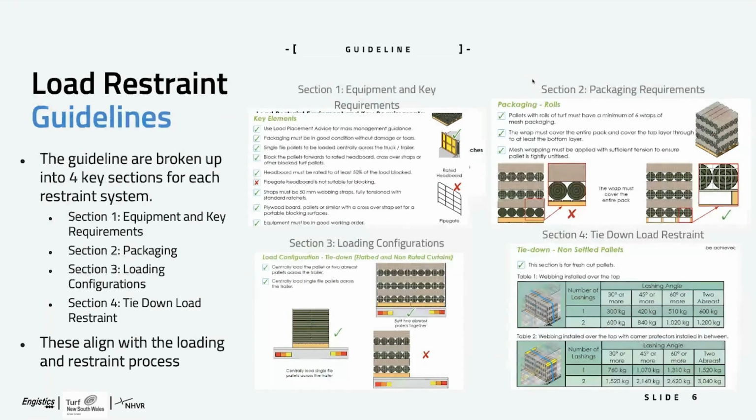These guidelines are broken up into 4 key sections. The first is the key elements, covering some of the key information within the guideline. We then go through the packaging requirements, how the turf pallets are supposed to be packaged to ensure they meet the load restraint requirements. Then loading configurations, how the pallets should be placed on the back of the truck, and then the tie down section, how they should be tied down and the amount of straps required per mass. This aligns with the way the truck would generally be loaded and restrained.